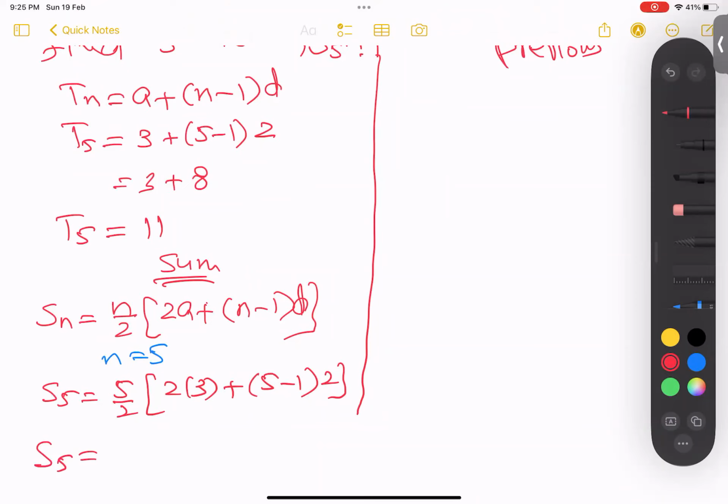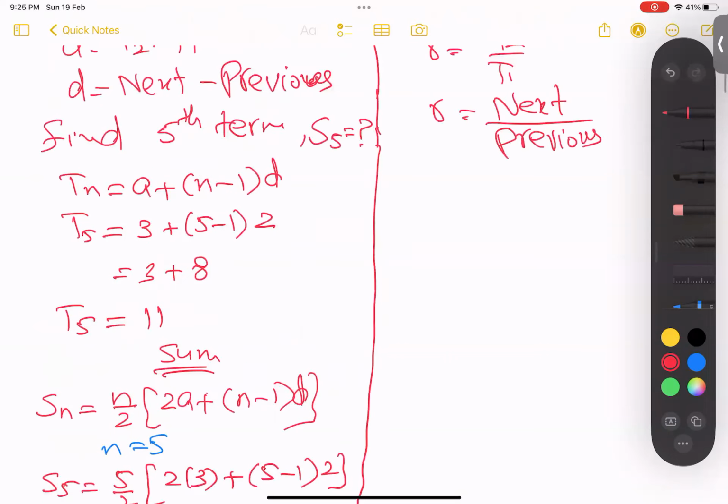5 divided by 2, bracket open, 3 2s are 6 plus 4 into 2, 8. And my answer is coming 35. And now I'll give you confidence by adding manually.